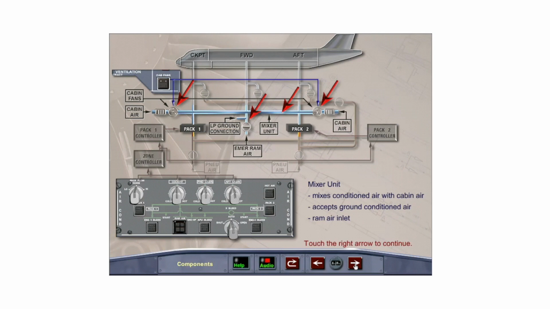The mixer unit mixes temperature-regulated air from the packs with recirculated cabin air from the cabin fans, which are controlled from the overhead ventilation panel. The mixer unit can also receive conditioned air from an external air conditioning unit or ram air from the emergency ram air inlet.